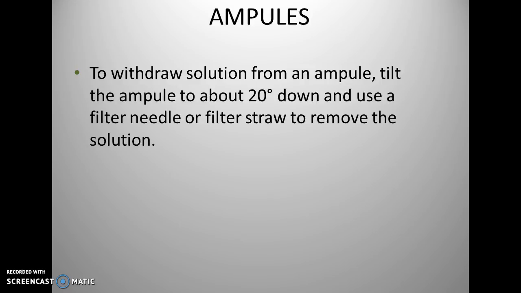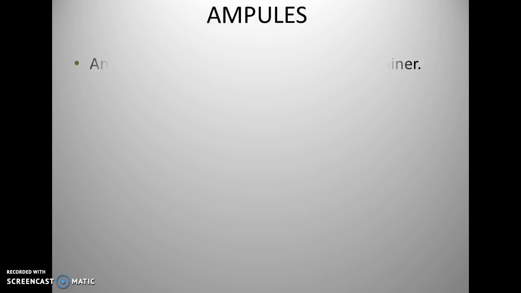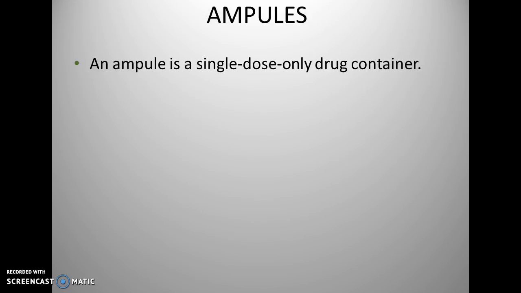So these are techniques that can be used with an ampule. What you do is position the needle or straw on the shoulder area of the ampule. Place the bevel edge against the side of the ampule. Okay. So an ampule is very unique in that it is a single-dose-only drug container. A vial could possibly be used several times, which we just finished talking about. But here the ampule is only used once.